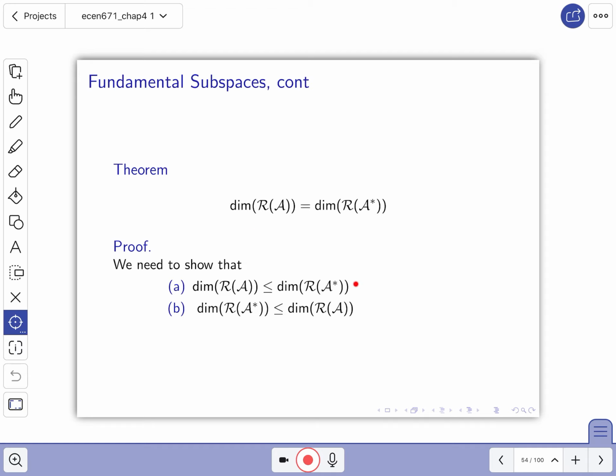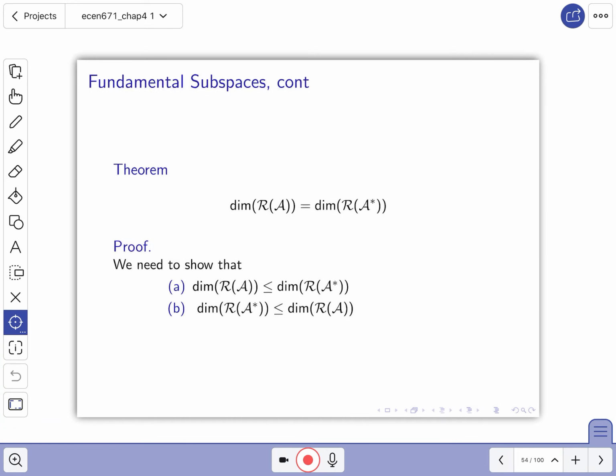And it turns out we really only need to show item A, because in our argument we'll be able to replace A with A star and A star with A and get item B. So we're going to show item A: the dimension of the range space of A is less than or equal to the dimension of the range space of A star.